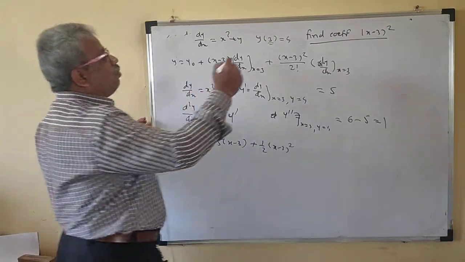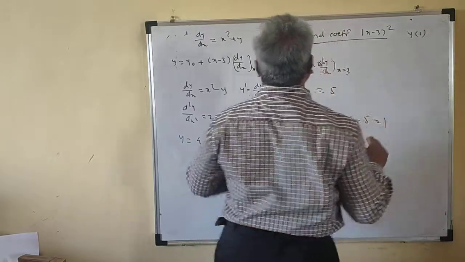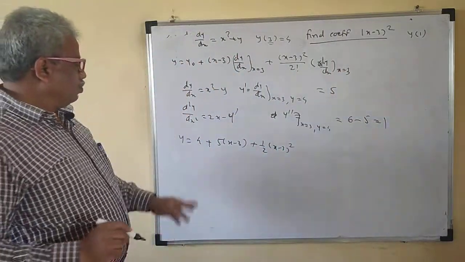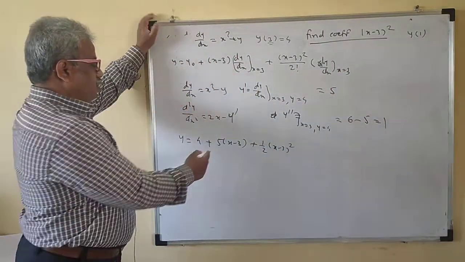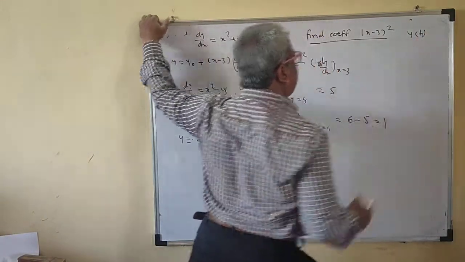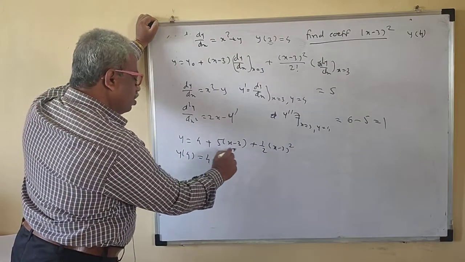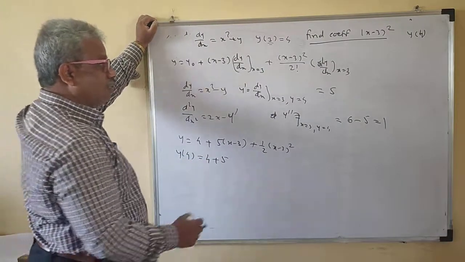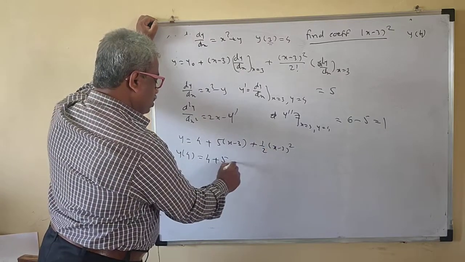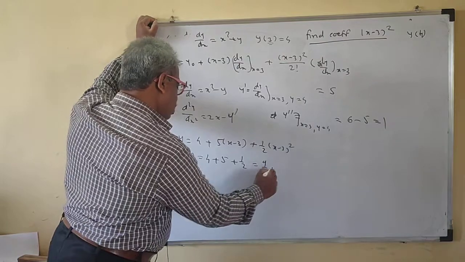If they want the value of y of 1, find the value of y of 1, suppose. You can put 1 here. Or they may ask for the value of y of 4 then. What is the value of y of 4? y of 4 will be 4 plus 5, then 4 minus 1, so this is half.